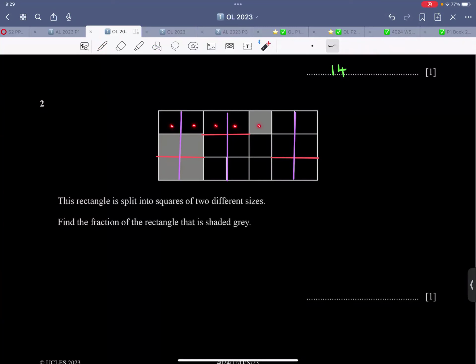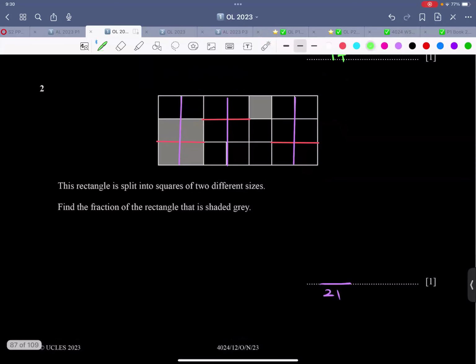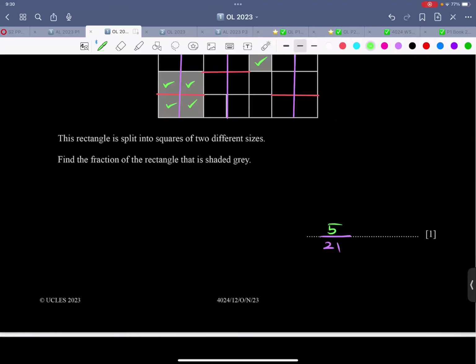1, 2, 3, 4, 5, 6, 7, and there are 3 rows. So 7 into 3 is 21. Let me write 21 in the denominator. And how many are shaded? 1, 2, 3, 4, 5. 5 are shaded. So the answer is 5 over 21.